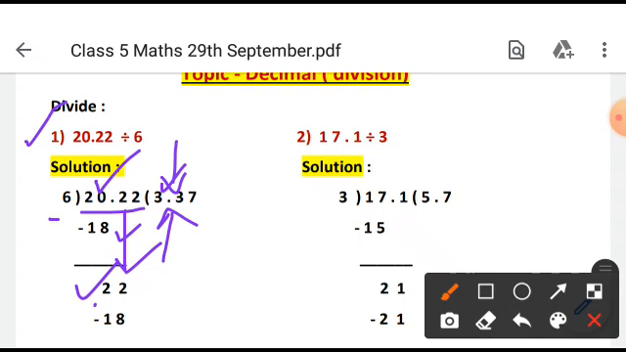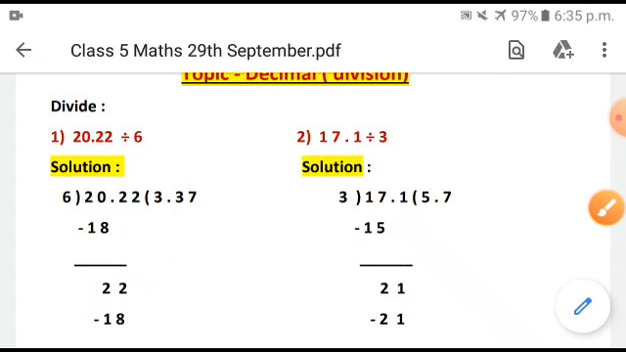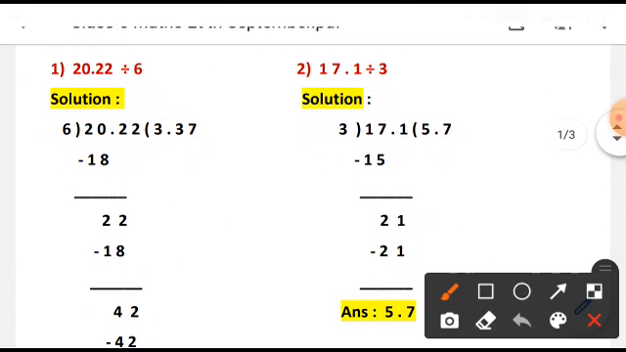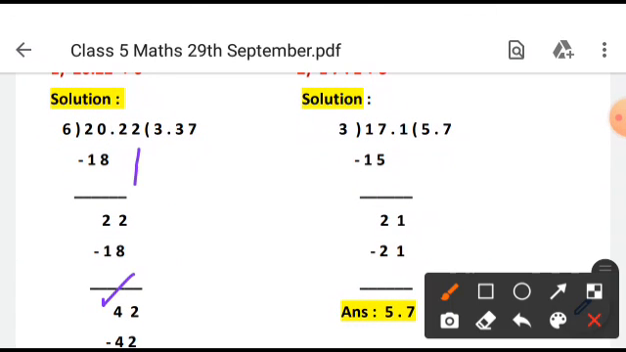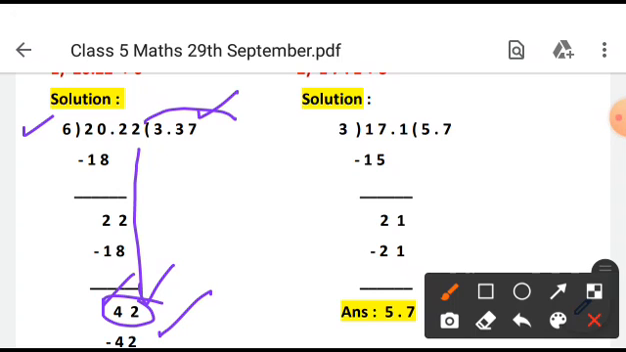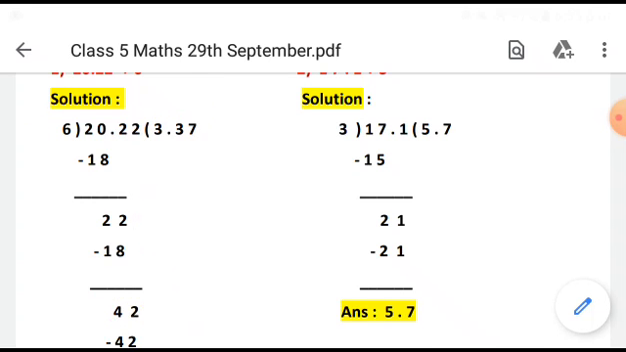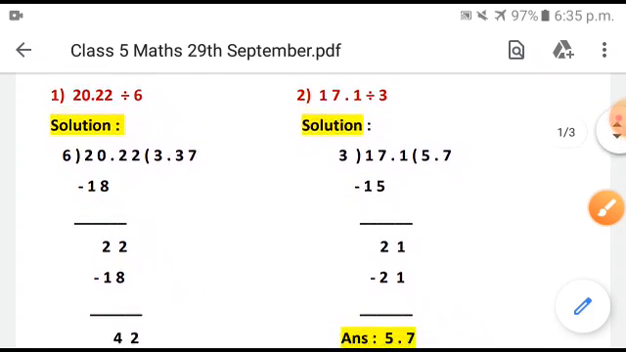Then you are doing the division. 6 3s are 18 you are getting. And after that remainder is 4. Now again you are bringing the 2 here and you have 42. Then you are writing 6 7s are 42. Now no remainder is there. You are getting the answer as 3.37. Now the next one, 17.1 divided by 3.